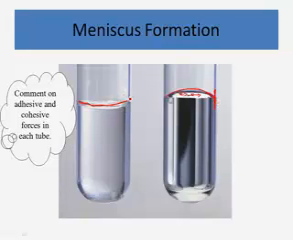Whereas over here, the adhesive forces are stronger, and so we see a little bit where it's kind of pulling the liquid up where it contacts the test tube, and so we get that concave meniscus because the adhesive forces are stronger than the cohesive forces.